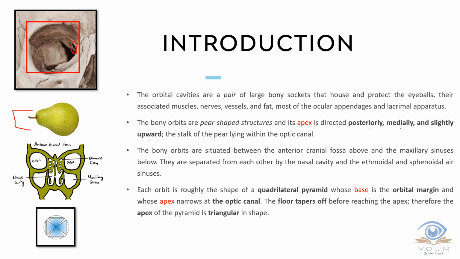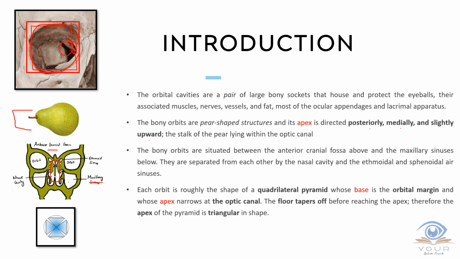The bony orbits are situated between the anterior cranial fossa above and the maxillary sinuses below. They are separated from each other by the nasal cavity and the ethmoid and sphenoidal air sinuses. Each orbit is roughly the shape of a quadrilateral pyramid. Anteriorly, its base is the orbital margin. This is the orbital margin, and the apex narrows at the optic canal.